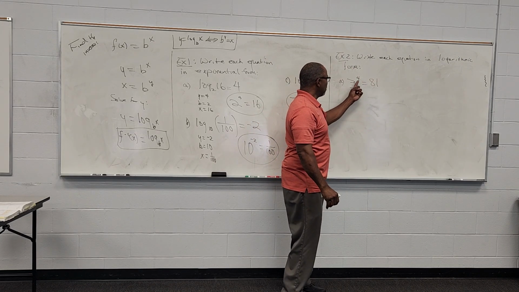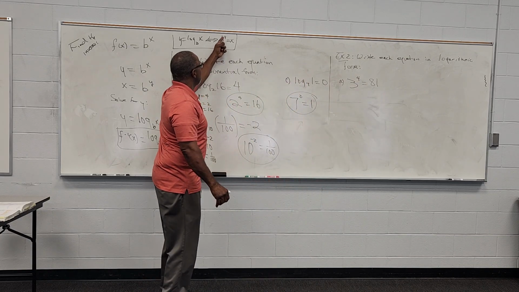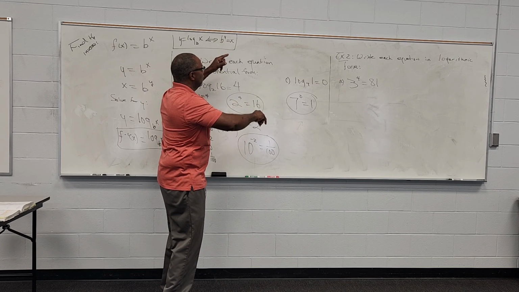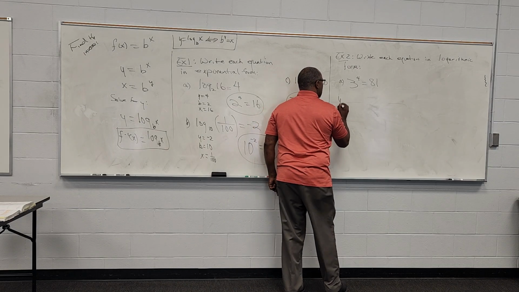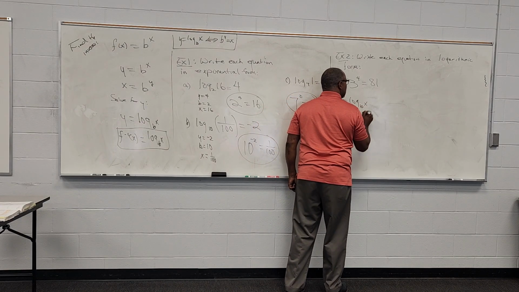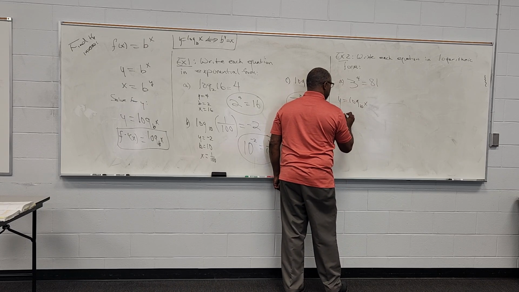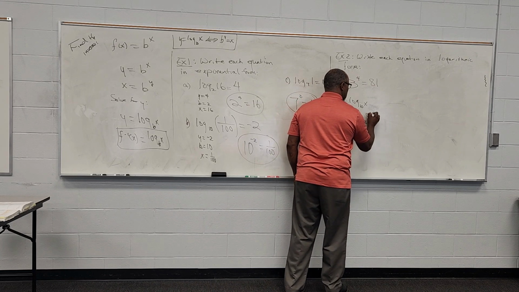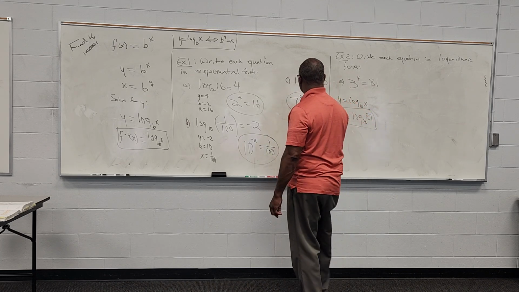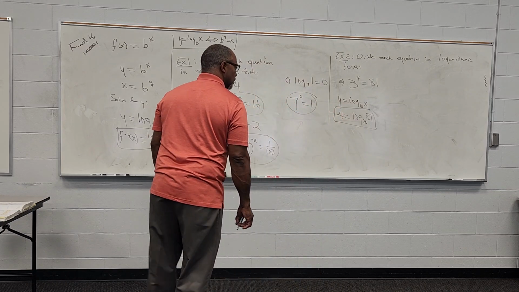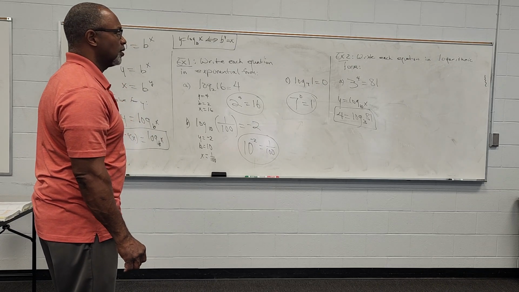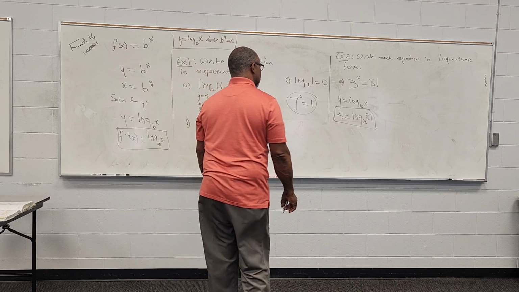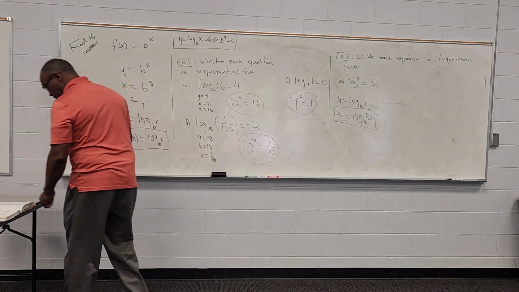Again, b to the y equals x, right here. So the x in that case is 81, the base is 3, y is 4. So y equals log to the base b of x. So 4 equals log to the base 3 of 81. Those statements mean exactly the same thing.